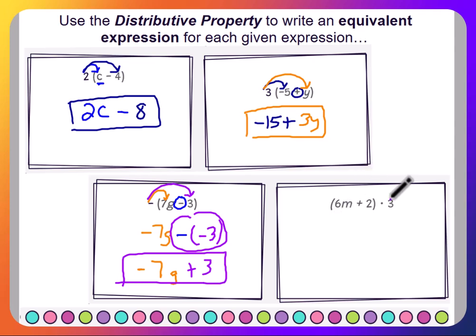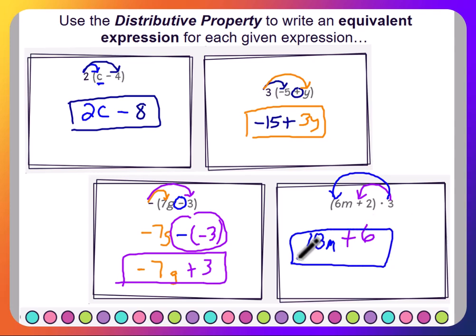So I'm going to distribute this 3 to the first term, which is a 2. 3 times 2 is 6. And I'm going to bring down the plus sign. And now I'm going to distribute it to this next term, the 6m. 3 times 6m gives you 18m. 18m plus 6. All right, good job, Bobcats. That's the distributive property.